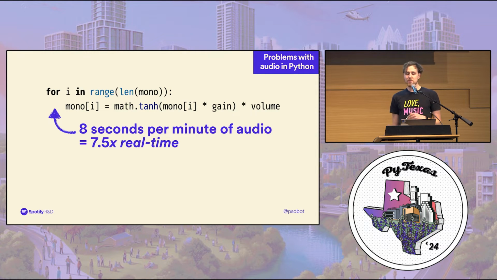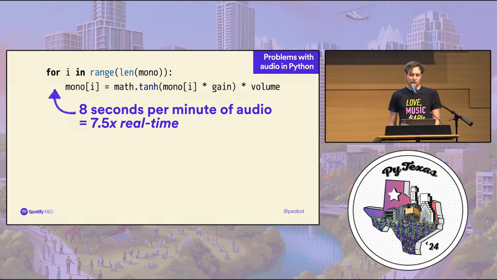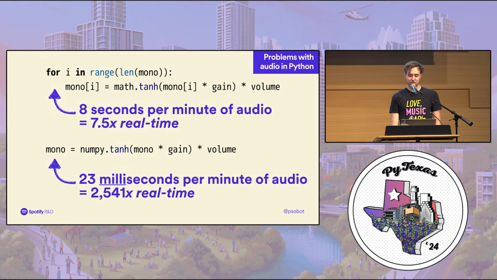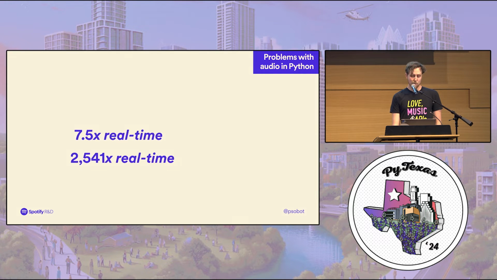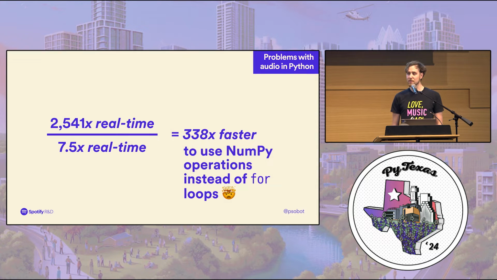But if I were to rewrite this using something like NumPy, let's say, we'd find that NumPy performs a little bit better. And just writing it like this, almost the same exact code, this runs in 23 milliseconds per minute of audio. So let's do the math on that. We find that it's 338 times faster to use NumPy here instead of for loops, which should be no surprise to anybody who's dealt with Python for a while. It turns out that Python code is very, very slow if you're doing repeated numeric operations like this.